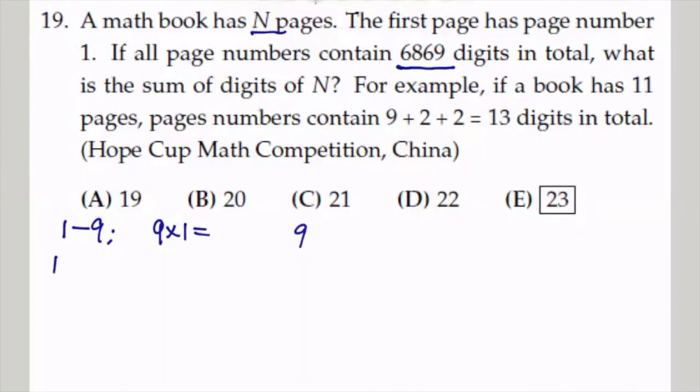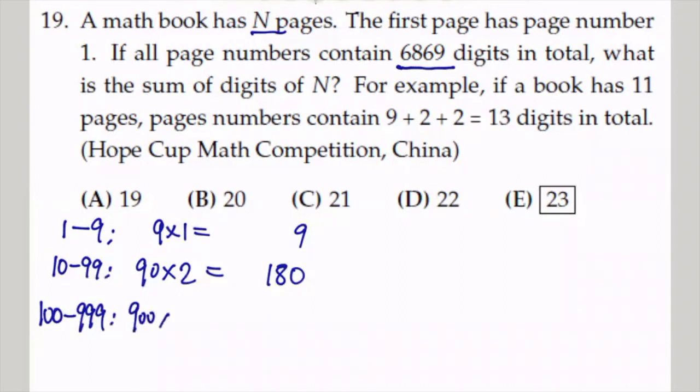If we look at pages between 10 and 99, we have 90 pages, and each of them has 2 digits. So this is 180 digits. Starting from 100 to 999, each page has 3 digits, and altogether we have 900 pages. The number of digits is 2700. Okay, let's see what we have so far.